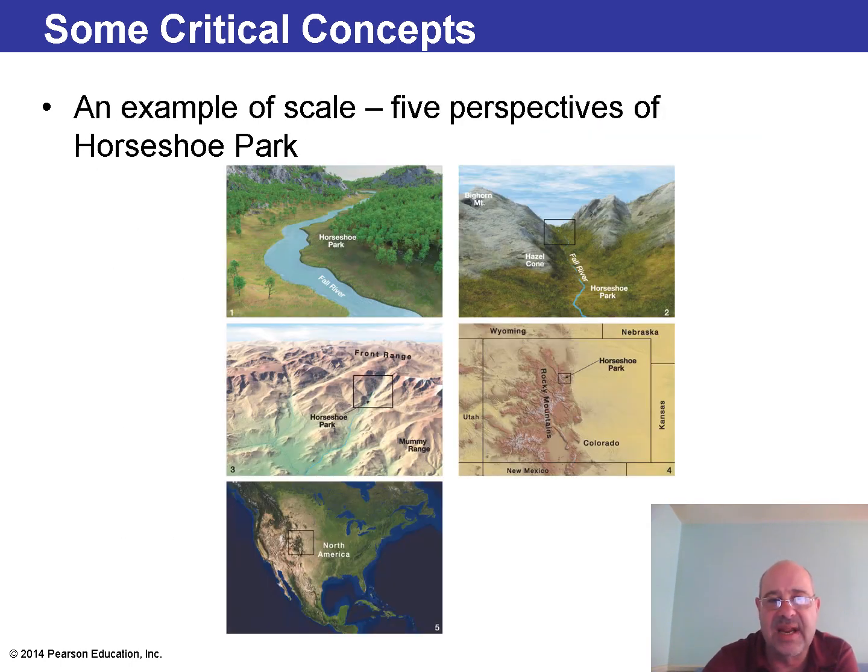An example of scale: five perspectives of the Horseshoe Park. I don't know necessarily why we threw scale back in here, but large scale, small scale, more detail, less detail. We've already seen this and we've already gone over it. So again, less detail here. And then as you get down, we get more detail up here. So less detail here, make this little circle there, and more detail here. Large scale, small scale.